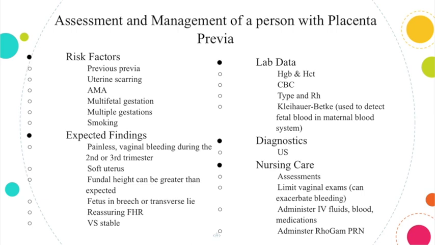All right, so what are we going to do about this person who comes into labor and delivery, and what are they honestly going to present with? The classic sign of a placenta previa is painless vaginal bleeding during the 2nd or 3rd trimester. That's what's going to bring them in.